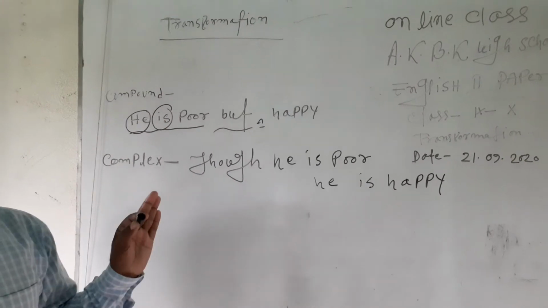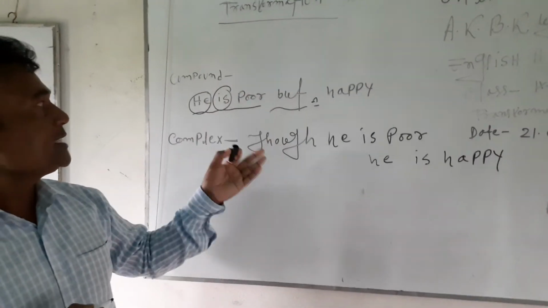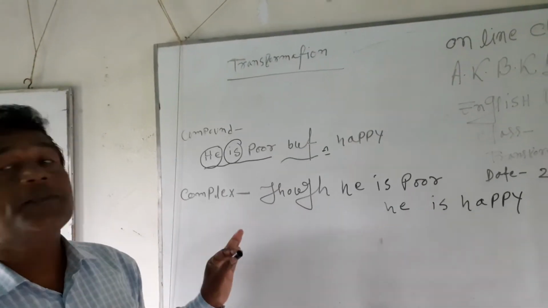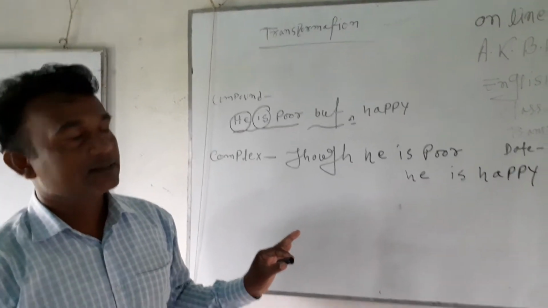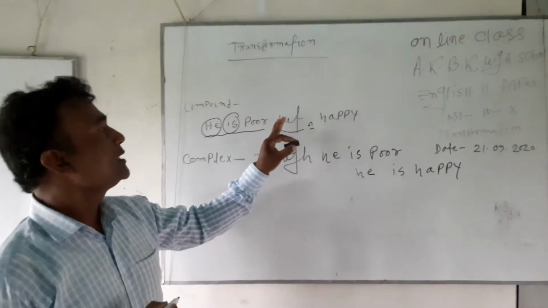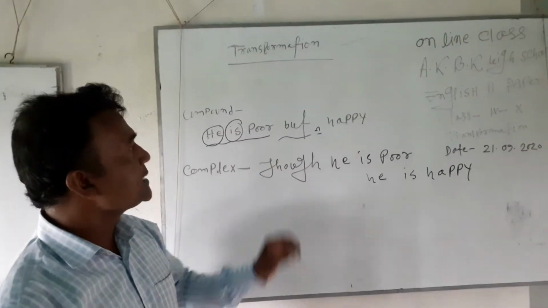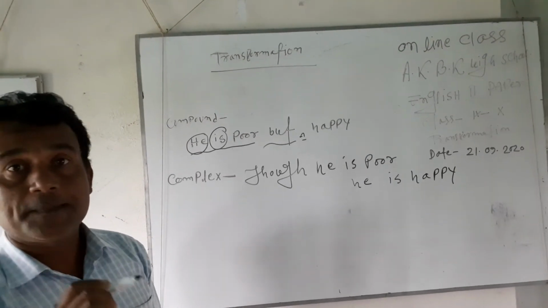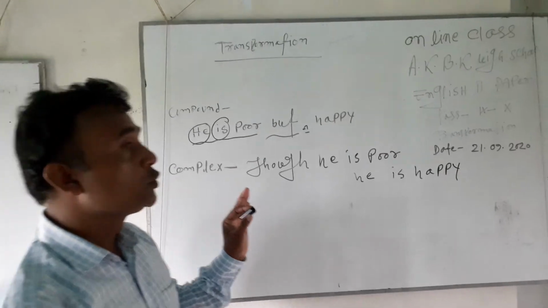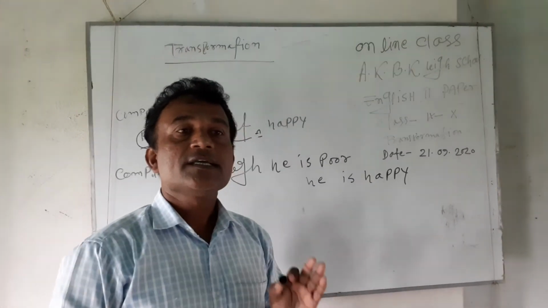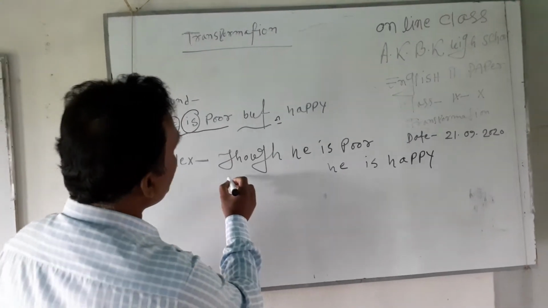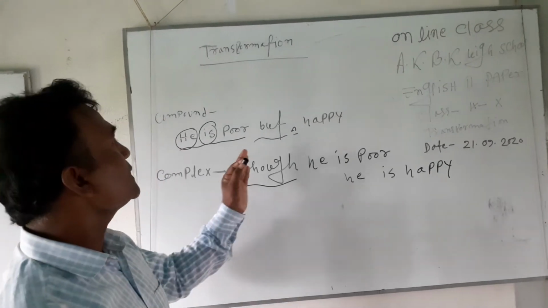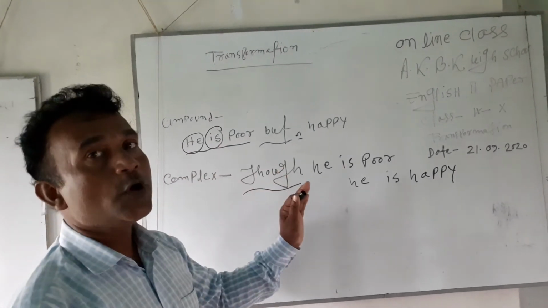That is a very simple way to change a compound sentence that is added by but into a complex sentence. When we find the compound sentence that is added by but, we can change this sentence into a complex sentence to write though at the beginning of the sentence. Then the first part of the sentence is he is poor.